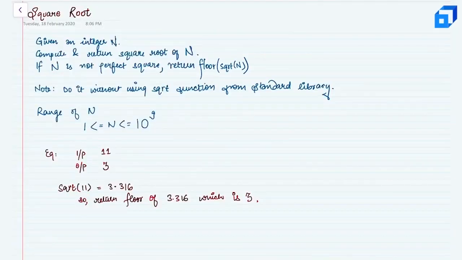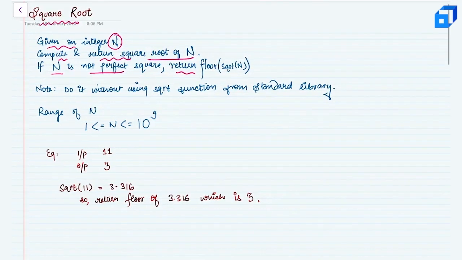Hi guys, in this video, let's talk about a problem: finding the square root of an integer. Given an integer n, you have to compute and return the square root of n. If n is not a perfect square, return the floor of the square root of n, and do it without using the square root function from the standard library. The range of n is from 1 to 10 to the power 9.